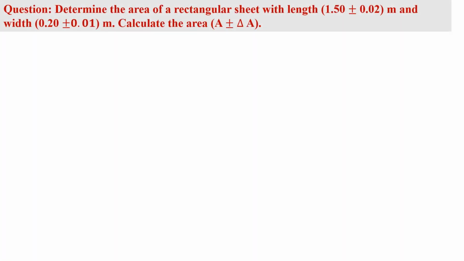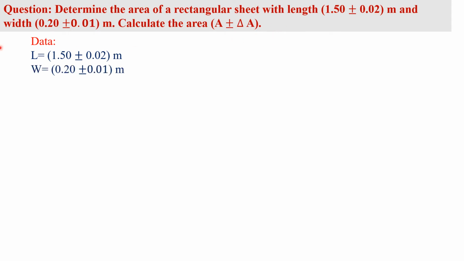Question. Determine the area of a rectangular sheet with length 1.50 plus minus 0.02 meter and width 0.20 plus minus 0.01 meter. Calculate the area A plus minus delta A. Here A is the measured value of area and plus minus delta A is the absolute uncertainty in area.